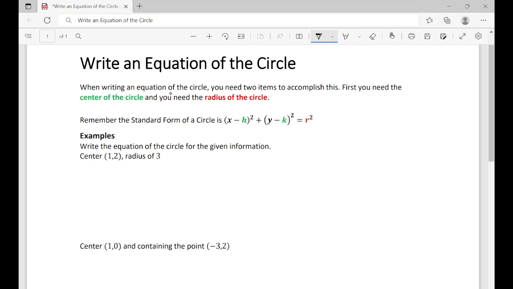When writing an equation of the circle, you need two items to accomplish this. First, you need the center of the circle, and you also need the radius of the circle. And remember that the standard form of the equation of the circle that we're going to use is (x - h)² + (y - k)² = r², where (h, k) is the center and r is the radius.